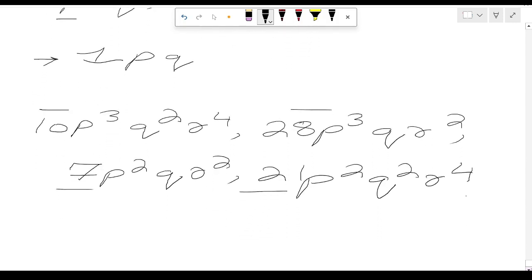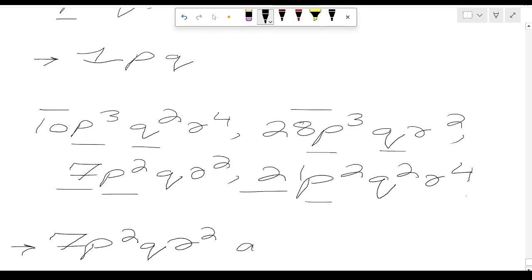So we'll take 7 as a common value. So here we are going to write 7 first. Then we have p cube, p square and p square. So we're going to take the least common power. It will be 7p square. Then we have q square, q and q square. So we're going to take q as it is the least common power. Then we have r power 4 here, r square and r power 4. So we're going to take r square. So this is our HCF for monomial number 2.